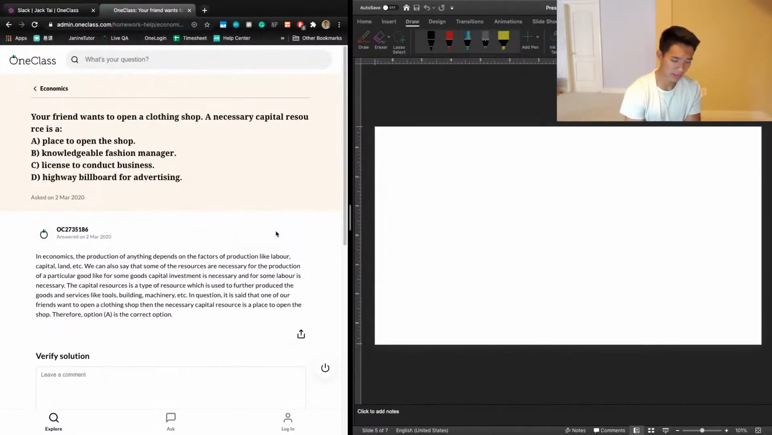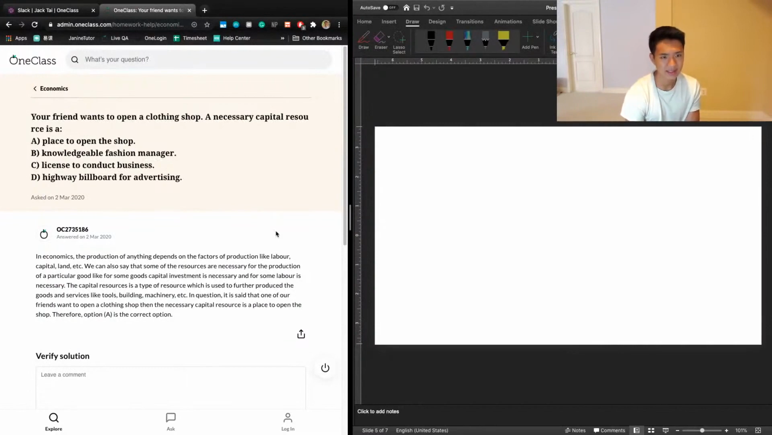Let's just go down the line to make sure A is the correct answer. B says a knowledgeable fashion manager. First of all, is it necessary? No. We'd like to have a knowledgeable fashion manager, of course, but you don't need to have one to open a clothing shop. And second, it's not a capital resource, that's a human resource, right? That's somebody who is knowledgeable, someone who has human capital. And so that's not a capital resource.